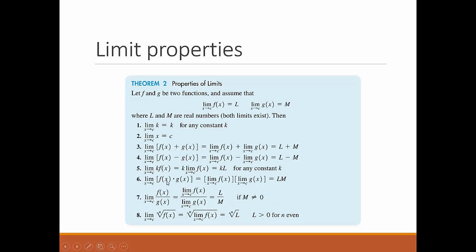Part 6 says for the product of functions, you can find their limits separately and then multiply the limits. The quotient says you can find the limit of the numerator and the limit of the denominator. And then the last one here is with radicals, where I can actually bring this limit inside and then take whatever square root and so on.